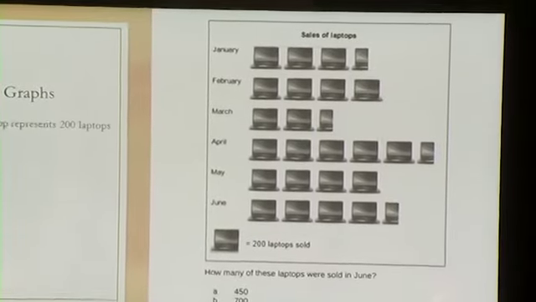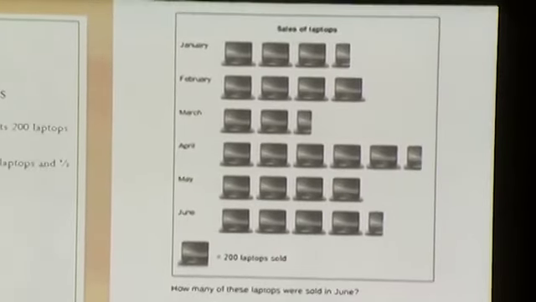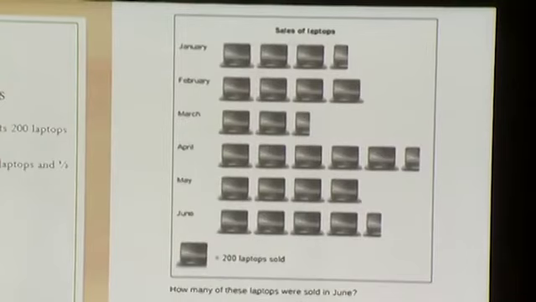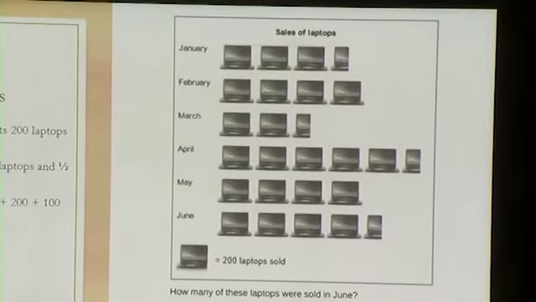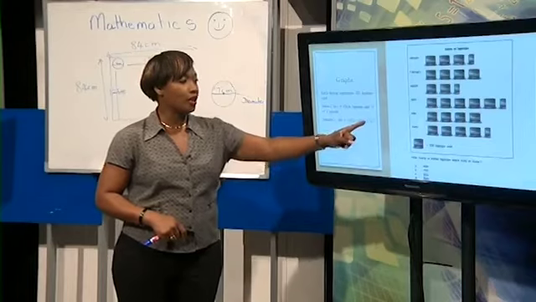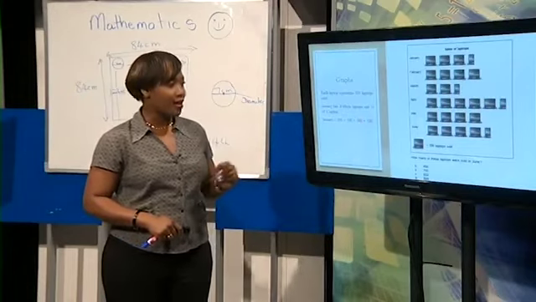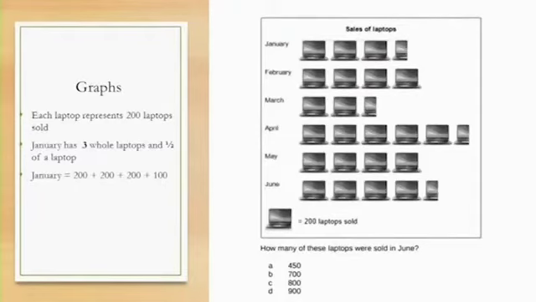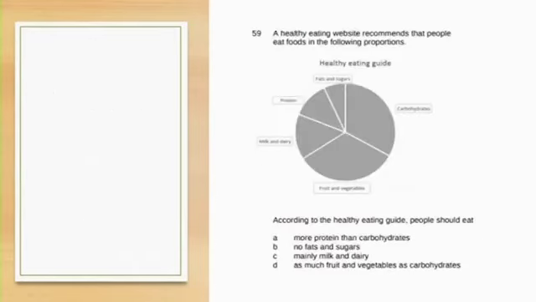So we can go through this. Pretty easy. January has 3 whole laptops and half a laptop. So 200 for each whole plus the half, which is 100. That gives us 200, 400, 600, 700. So 700 laptops were sold in January.